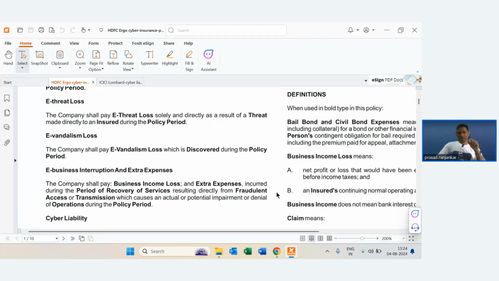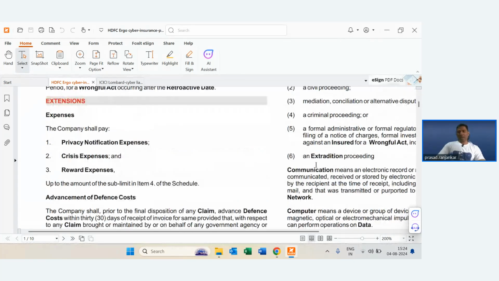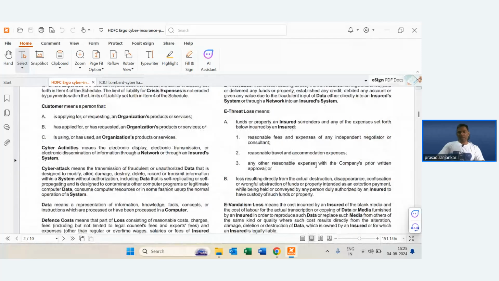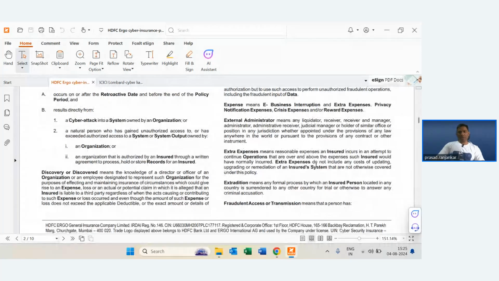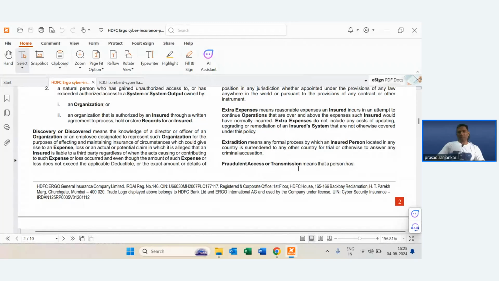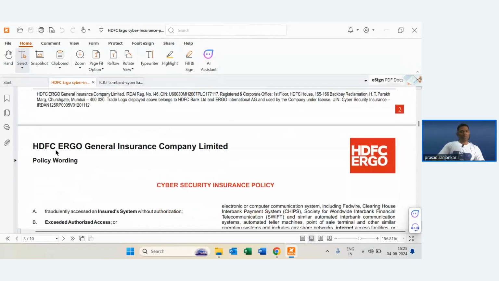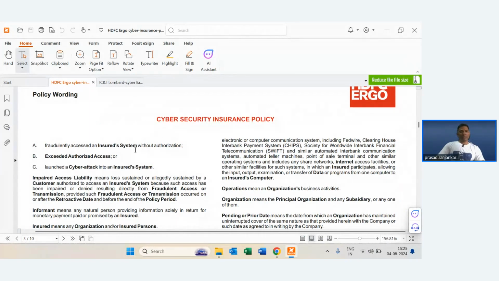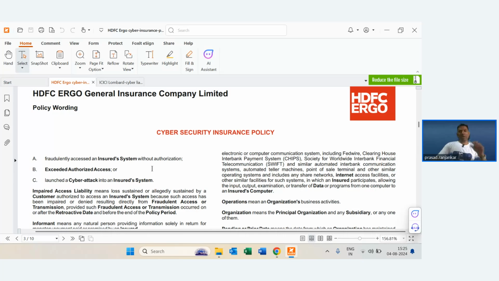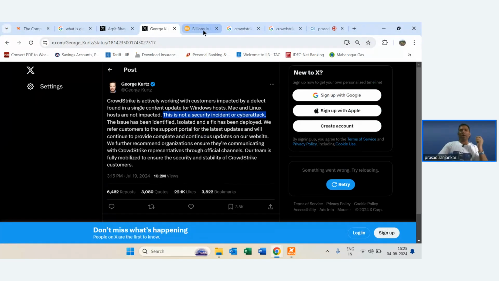Okay, so let's see the fraudulent access wording. It is mentioned somewhere around the bottom of page number 2. Yes, here it is. Fraudulent access or transmission means that a person has fraudulently accessed an insured system without authorization, exceeded authorized access, or launched a cyber attack into the insured system. So this is clear. Even the HDFC Ergo policy will not trigger because the trigger requires a cyber attack or hacking incident. Okay, so we'll move again to our topic, CrowdStrike.